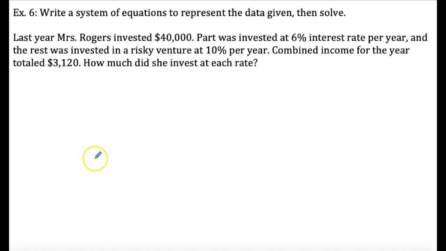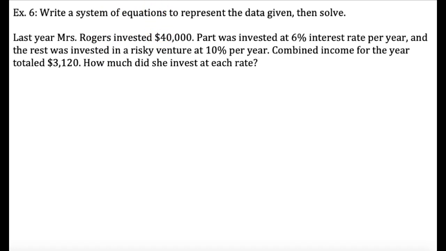So it says, last year, Mrs. Rogers invested $40,000. Part of it was invested at a 6% interest rate per year, and the rest was invested in a riskier venture that was supposed to get us 10% return per year. Combined income for the year totaled $3,120. How much did she invest at each rate? Okay, so this is saying she made $3,120 on top of the $40,000 that she invested.